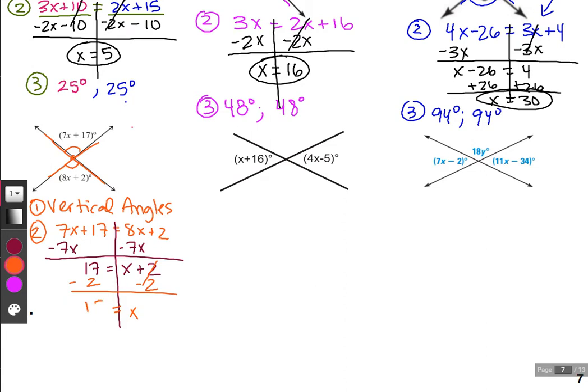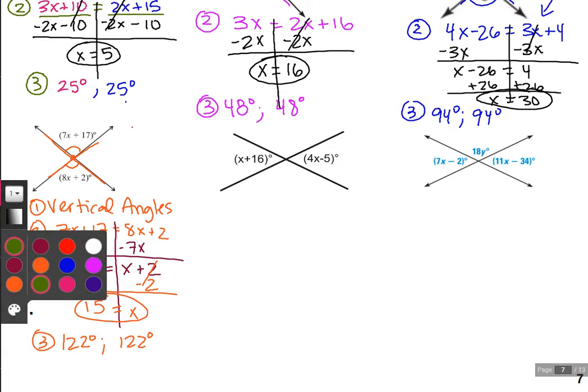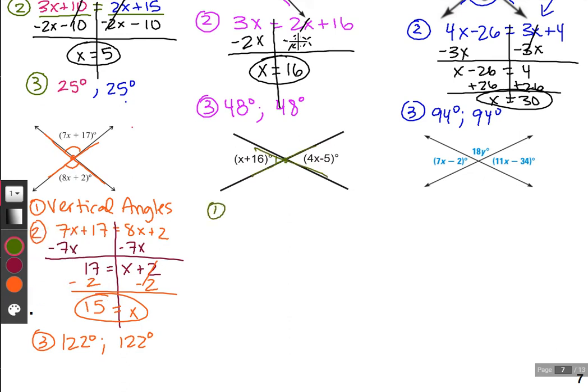In checking, we have 7 times x plus 17, so that's 7 times 15 plus 17. Here is 122 degrees. Now the other angle, 8 times 15 plus 2, also 122 degrees. That's going to celebrate, we got the right answer. All right. Next one. Okay. Intersection, shared middle, opposite angles, so that's vertical angles.